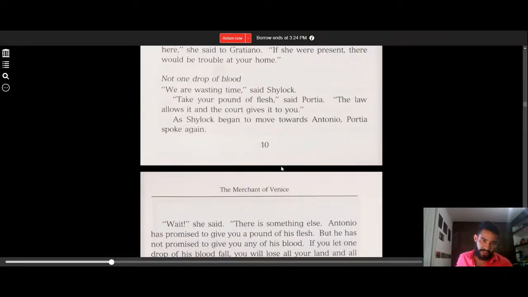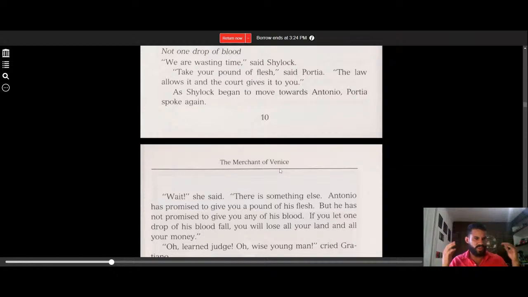"Not one drop of blood." "Sorry, guys. Now, we're wasting time," said Shylock. "Take your pound of flesh," said Portia. "The law allows it, and the court gives it to you." As Shylock began to move towards Antonio, Portia spoke again. "Wait," she said. "There's something else."